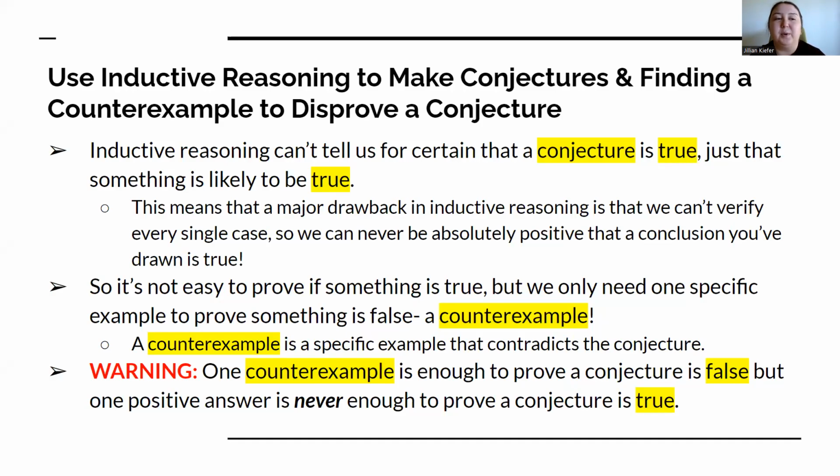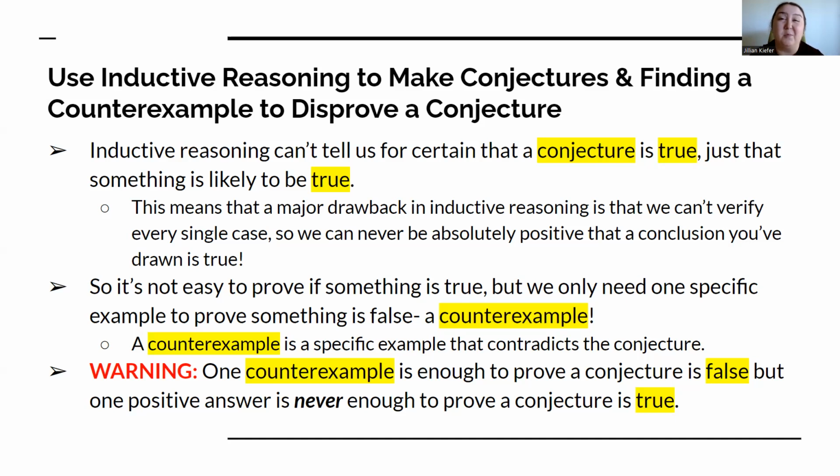So moving on. We can use inductive reasoning to make conjectures and find a counterexample to disprove a conjecture. So we're going to set up some problem-solving skills. Starting off, inductive reasoning cannot tell us for certain that a conjecture or an educated guess is true, just that it is likely to be true. With that last example of we've won 6 times in a row in our football games, we're obviously going to win the next one. That's an educated guess. There's no guarantee that that is true. It's just likely based on past events.